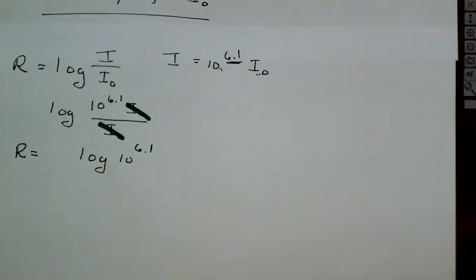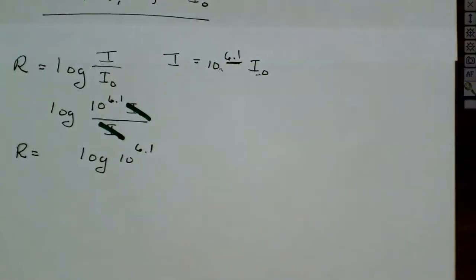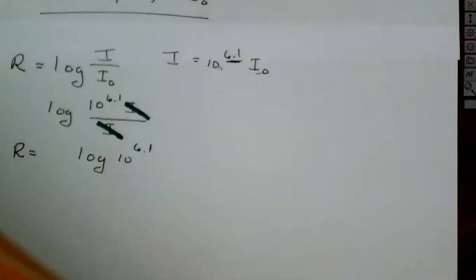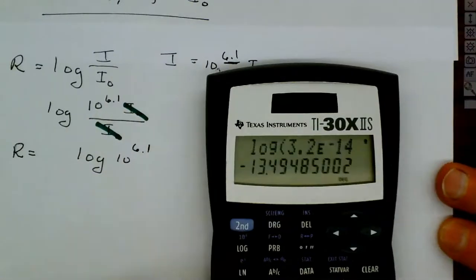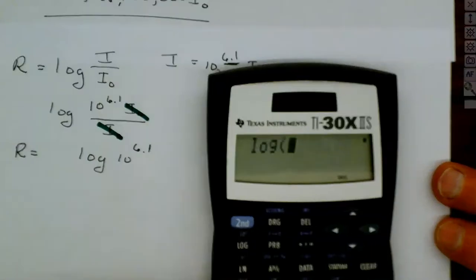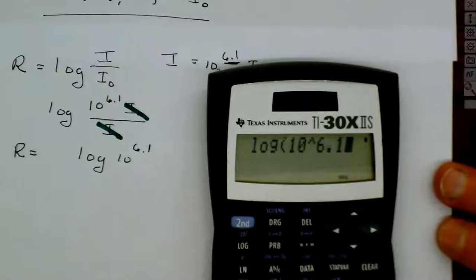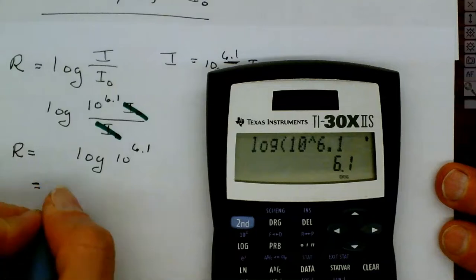And we can do this two different ways. You can either bring your exponent down, which we've done before. We talked about that a little bit last week. We just bring that 6.1 down, or you can just use your calculator. We'll just use the calculator here. It'll give the same result. Okay, so how do we work this out? We hit our log key. And then what are we looking at? 10 caret 6.1. And then we hit equals. And what does it come out to give you? It comes out to give you 6.1.